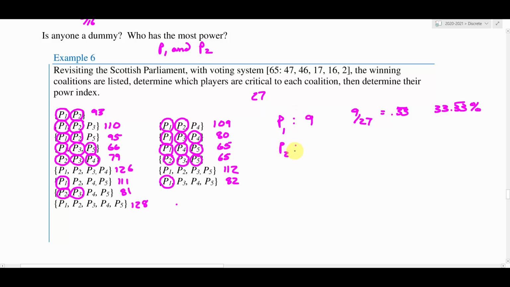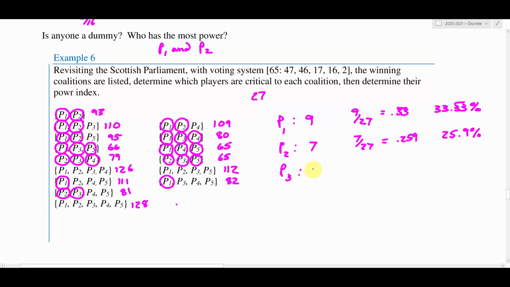Then I would do the same thing for player 2. I'd go through and count up all the times that player 2 was critical, right? 1, 2, 3, 4, and then 5. I'm missing one here. 1, 2, 3, 4, 5, 6 and 7. 7 of them. Right, so we have 7 out of 27, which is 0.259, if you put that into your calculator, for 25.9% of the power. And then we're going to repeat for each player.